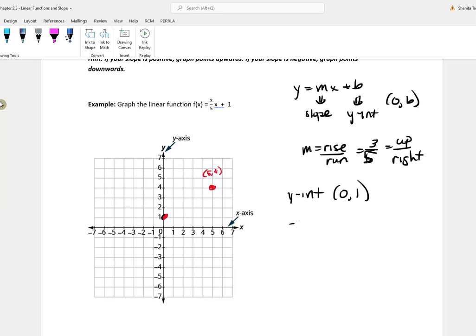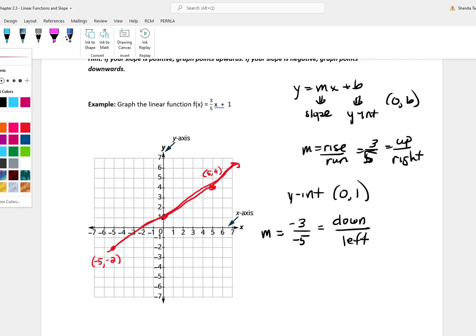Another thing that you can do is you can have -3 over -5. That's the same as +3 over 5. A negative over a negative is a positive. So when you have a negative, you go down and then to the left. Instead of going up and to the right, we can start from the y-intercept and go down 3, 1, 2, 3, and to the left 5, 1, 2, 3, 4, 5. That would be the point -5, -2. Now you can go ahead and, like I said, I'm not very good at drawing on this because I'm drawing freehand, trying to get it to go through that point. There you go, my little crooked line. So that's the graph.